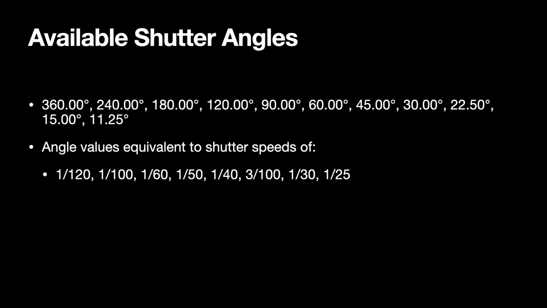Now, while the R5C doesn't have a rotating disc in it for the shutter, and for that matter, all of the exposures internally and under the hood electrically are timed like a shutter speed, the shutter angle mode gives us all of the same behaviors as that rotating disc shutter did in the past. So on the R5C, the selectable shutter angles aren't unlimited. Instead, they can be set to 11 1/4, 15, 22 1/2, 30, 45, 60, 90, 120, 180, 240, and 360 degrees, as well as the equivalent angle that corresponds to a speed of 1/120th, 1/100th, 1/60th, 1/50th, 1/40th, 3/100ths, 1/30th, and 1/125th.